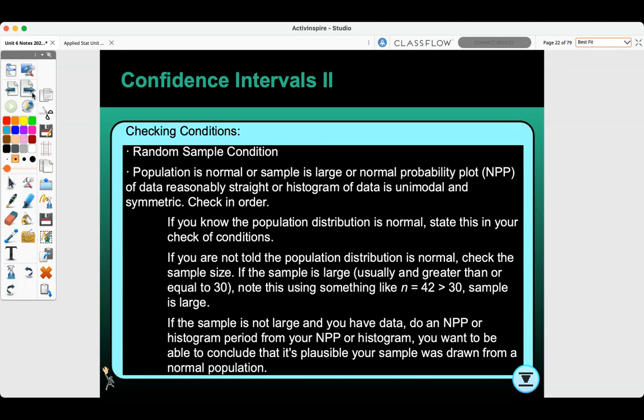Or if the sample is not large and you have the data, do a normal probability plot or histogram. From your normal probability plot or histogram, you want to be able to conclude that it's plausible that your sample was drawn from a normal population.